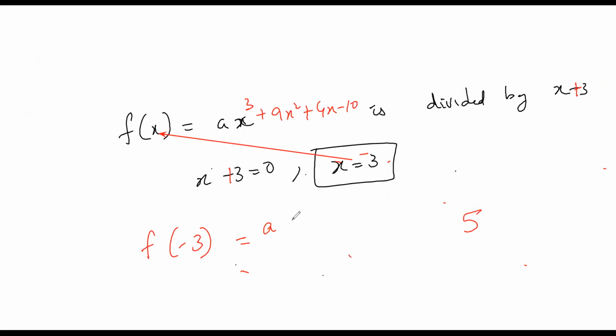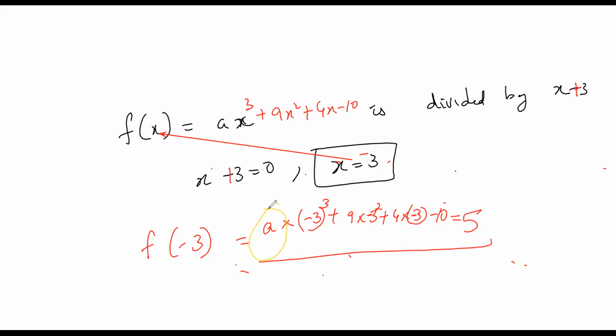So a into, what is my x cube? Minus 3 the whole cube. Plus 9 into 3 square, which is 9 itself. Plus 4 into minus 3, minus 10, equal to 5. So this value is equal to 5. And then from this I have to find the a value. Now is it clear?